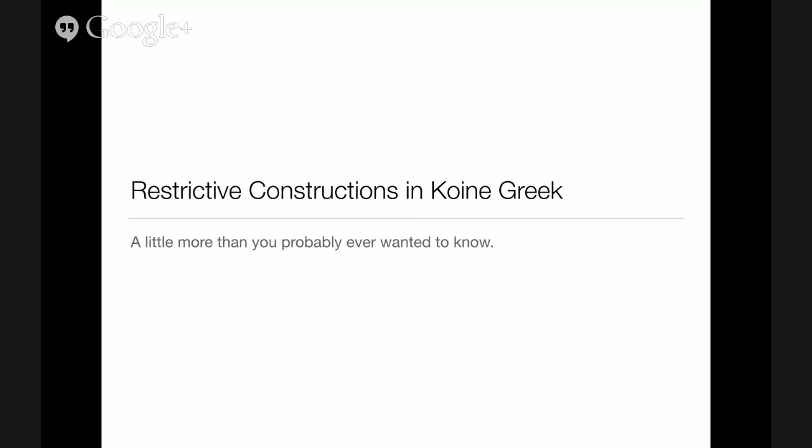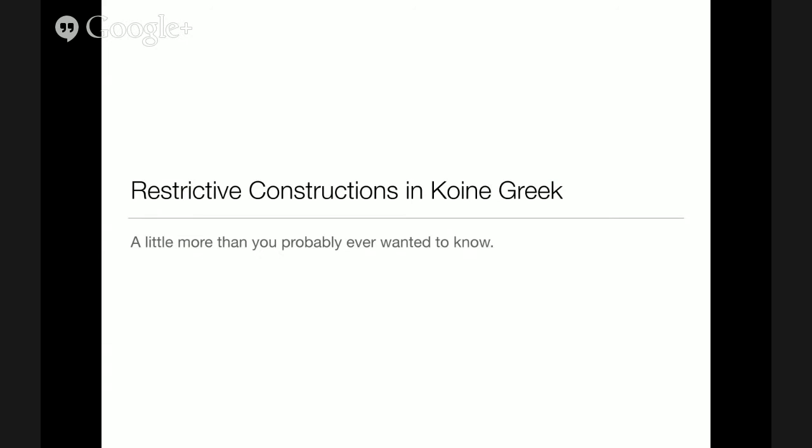I did a blog post at the Logos Academic blog on Monday about Galatians 2:16 and some of the controversy surrounding that verse. That was in the context of talking about the role of participles to background action. But in order to get a fuller picture of what's going on in that verse, we also need to take a look at restrictive constructions.